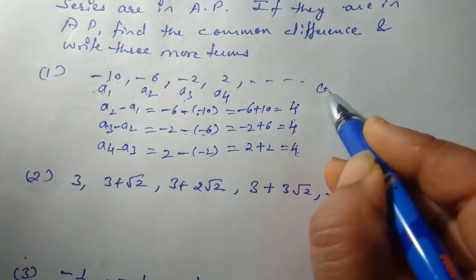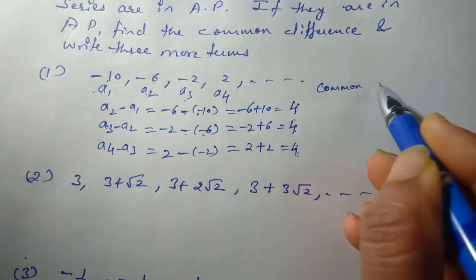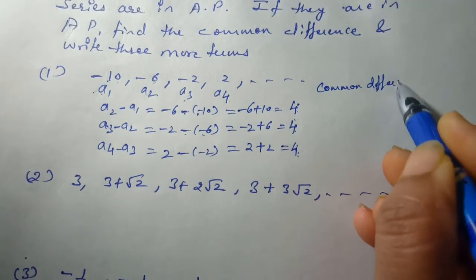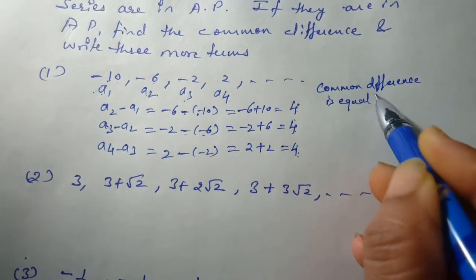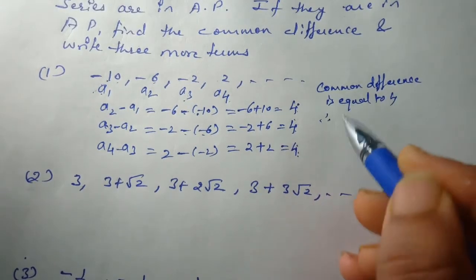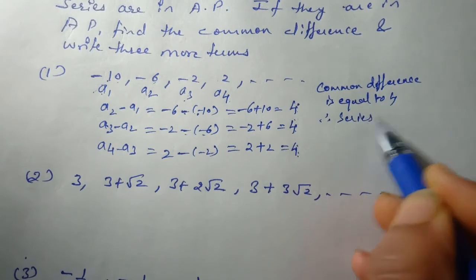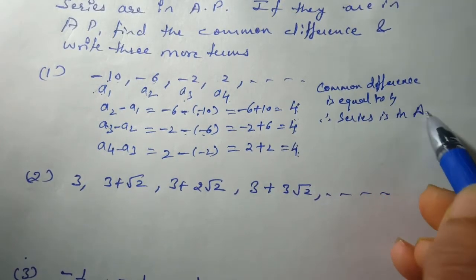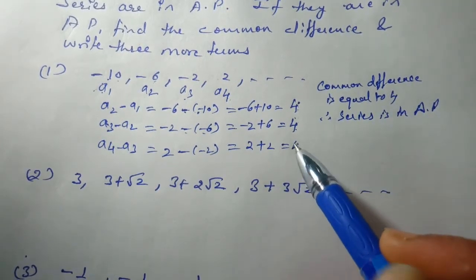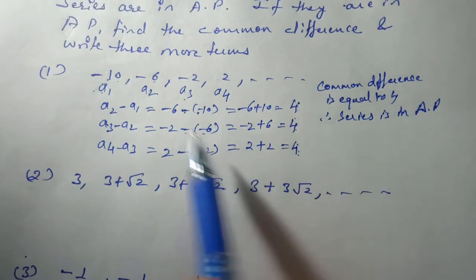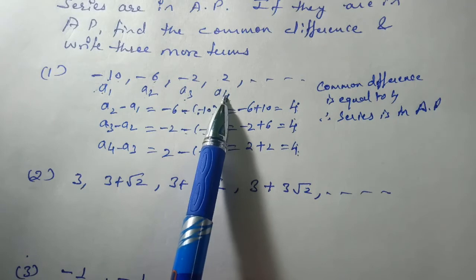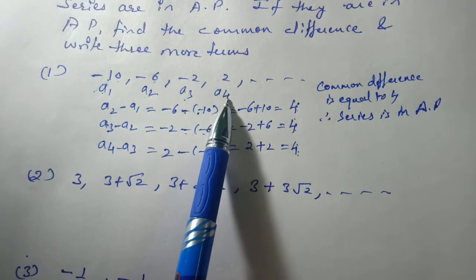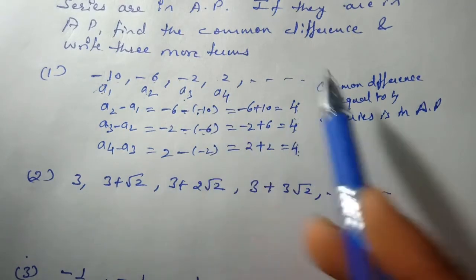So here the common difference is equal to 4, therefore the series is in AP. Now for finding the three more terms, what we have to do? We have how many terms? 4 terms. It means we have to find the fifth term, sixth term and seventh term.